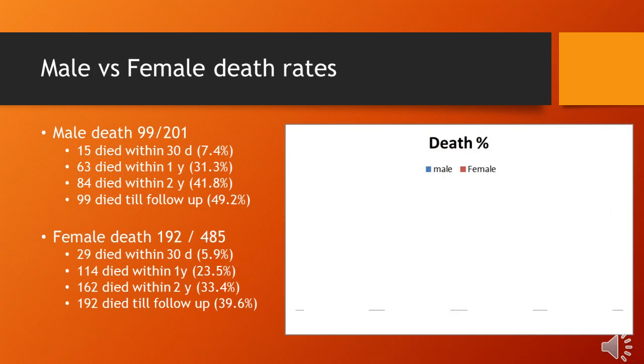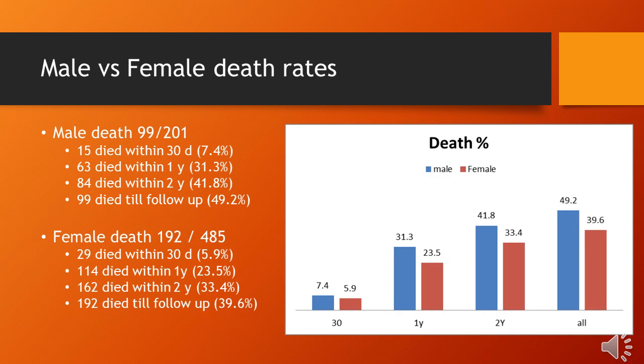Literature tells us that males die more than females. This is also true for COVID infections. At 30 days, 7.4% of males died in comparison to 5.9% of females, and at 1 year it was 31.3% versus 23.5%, and the rest are on the table.